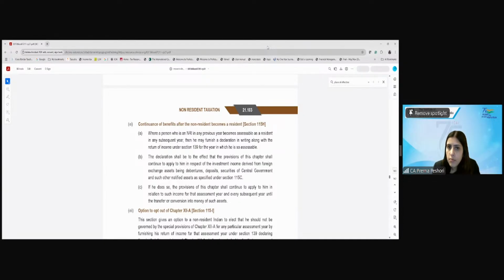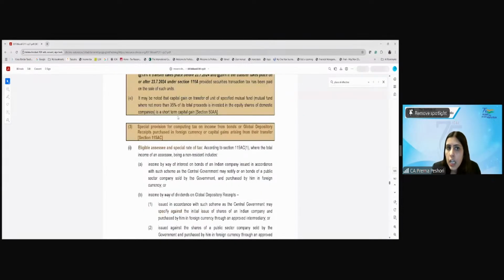Okay. Next section is income from the bonds or global depository receipts purchased in foreign currency. What are global depository receipts? They derive their value from the Indian shares, right? If you want to list your shares on the US stock exchange or a foreign stock exchange, that's not permissible. But what you can do is issue GDRs or ADRs, which can be listed on the foreign stock exchange, and which derive their value from the Indian shares, right?